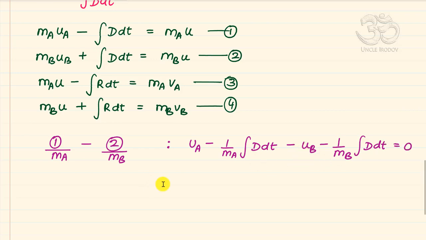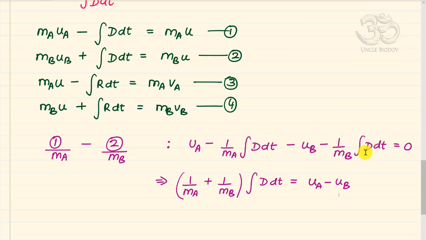So therefore you can simplify this. You now know that 1 by ma plus 1 by mb multiplied by integral of d dt is going to be ua minus ub. So what I've done is I've taken this integral d dt term to the other side, it becomes plus. This also integral d dt term to the other side, it becomes plus. I've switched the sides. So I bring that RHS to the LHS here, and this LHS ua minus ub goes over to the RHS here. So I've got the value of integral d dt.